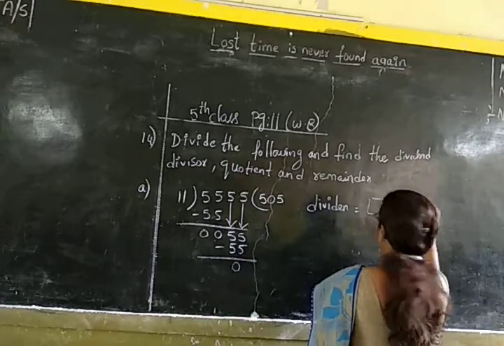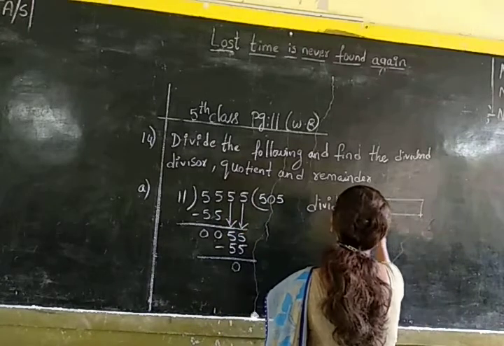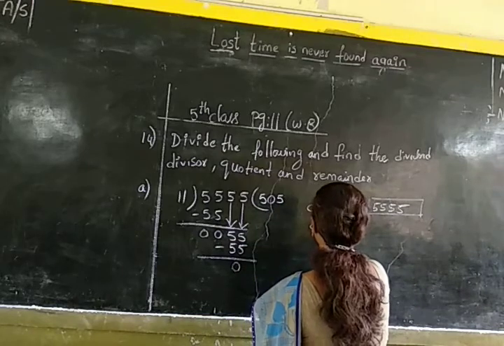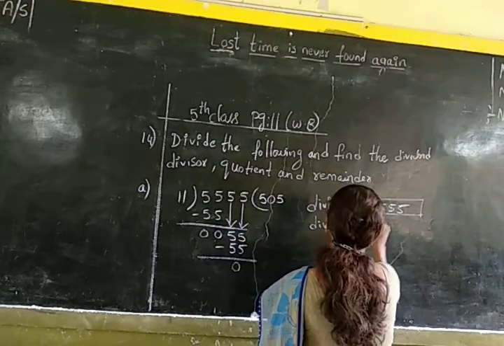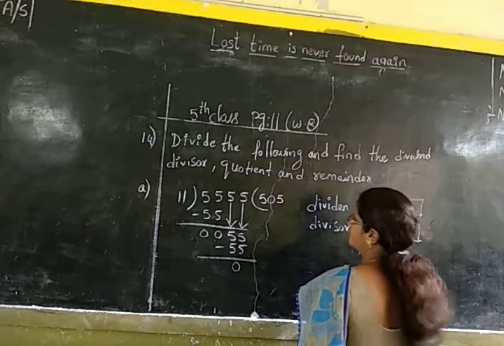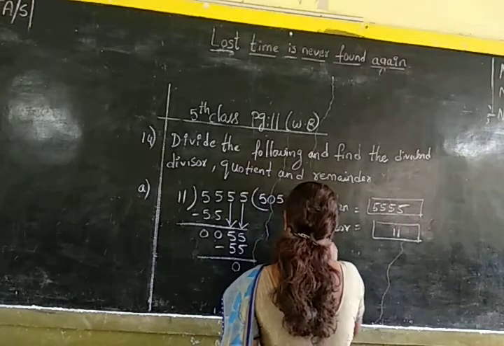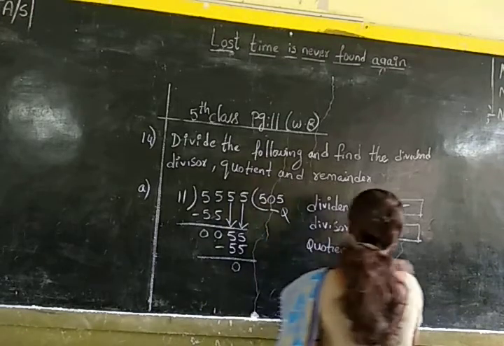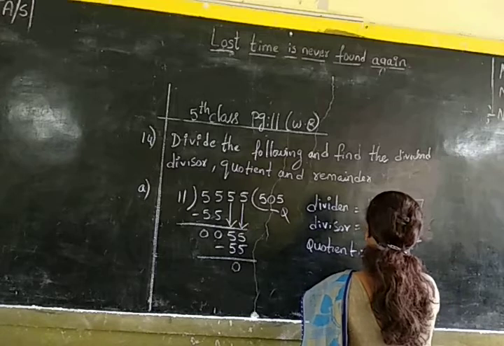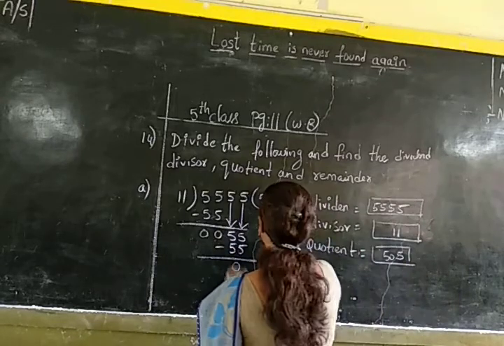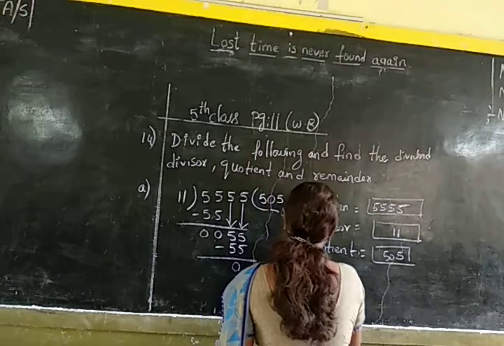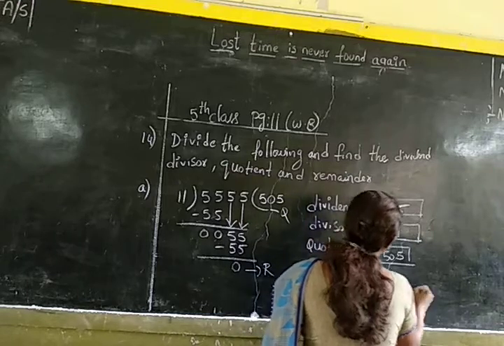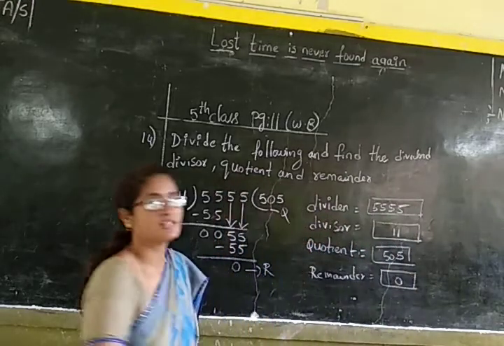Which is the dividend here? 5555 is the dividend. Which is the divisor? Here the divisor is 11. Next, which is the quotient? 505 is the quotient. And what is the remainder here? The remainder is 0. Here I have done the first sum.